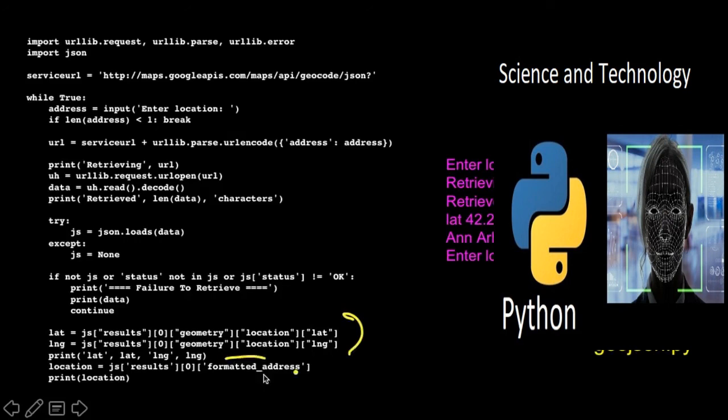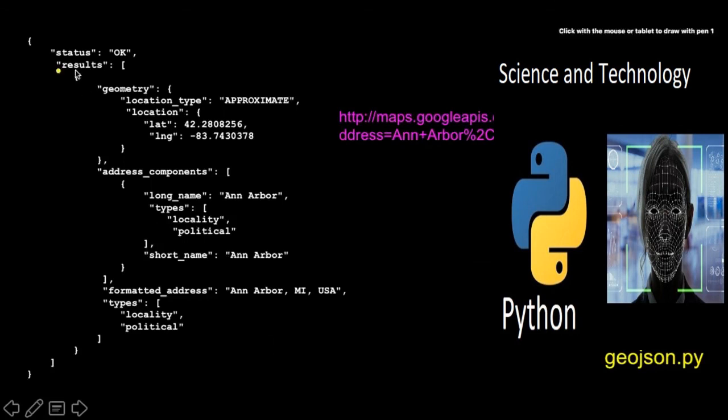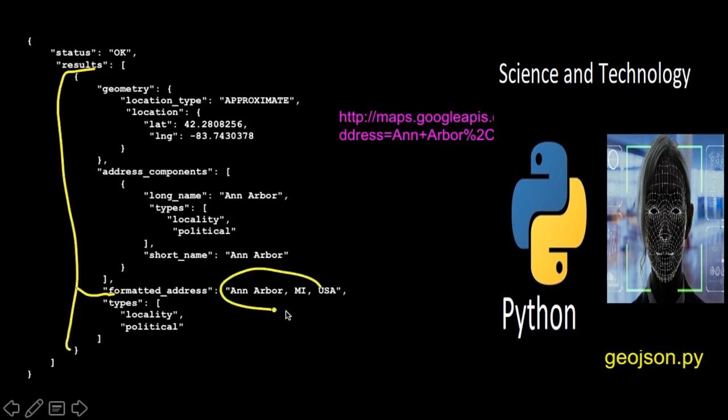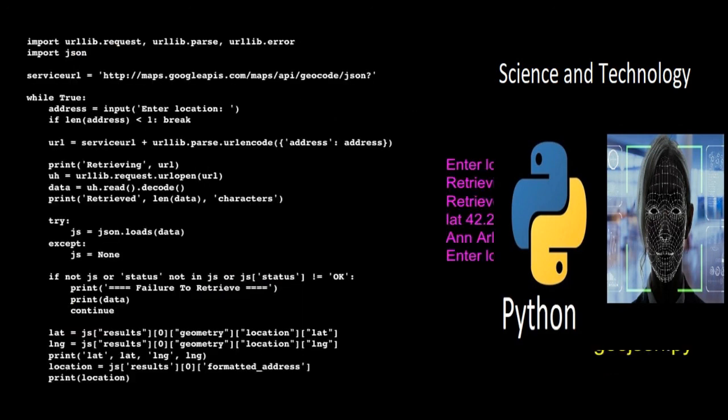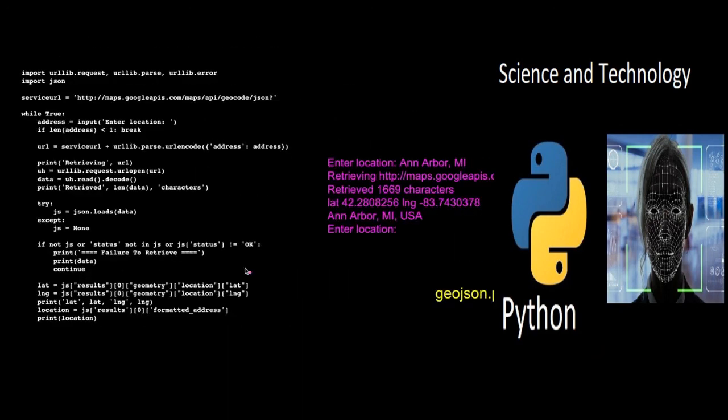We can go into results sub-zero formatted address, and that pulls this little bit out. Now it takes a little while to write this stuff, and you have to put in a lot of debug, and you don't necessarily figure out this complex bit here at the end, but you know, you print it, you don't get what you want.